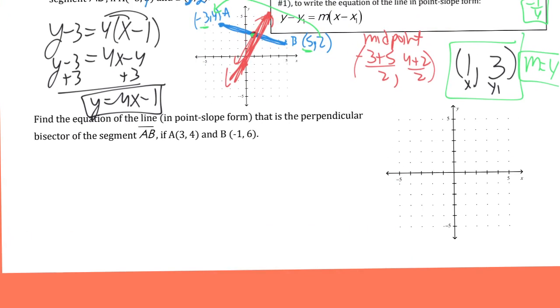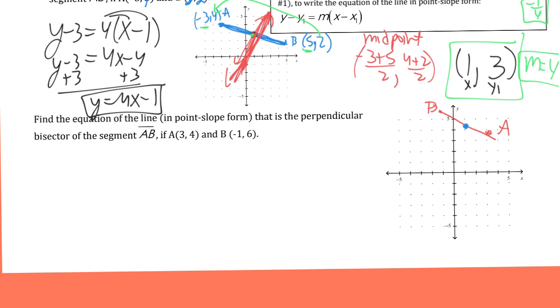So if you tried this next one, I'll give you the answers and say, okay, well, how do you do this? You graph the points 3, 4, that's A. And you graph the point -1, 6, that's B. I'm like, okay, that's my original segment. I want to write the equation of the perpendicular bisector. And so you need the midpoint between here and here. So add up the two x's and divide by 2, add up the two y's and divide by 2.